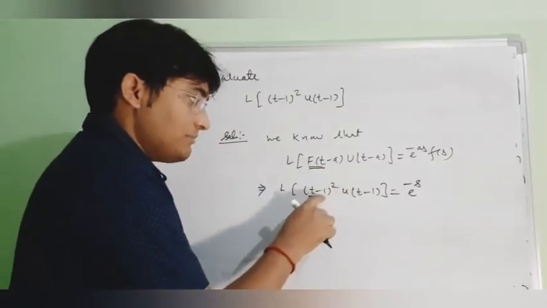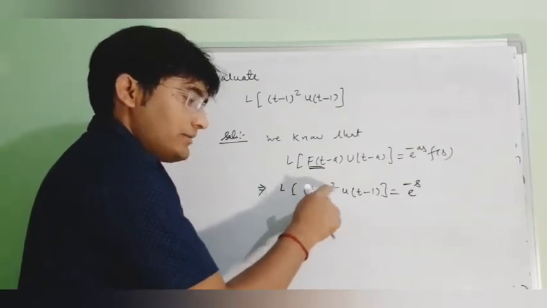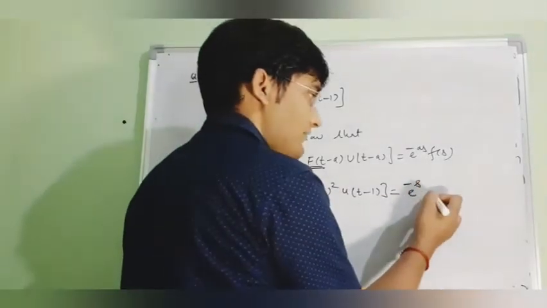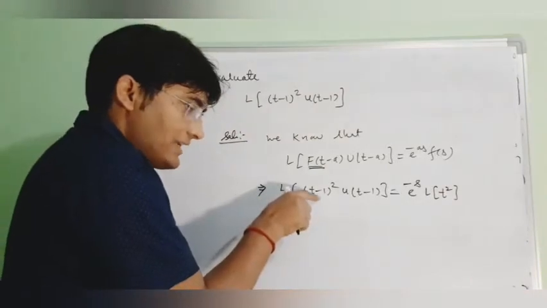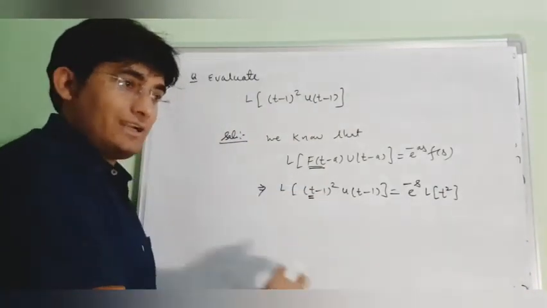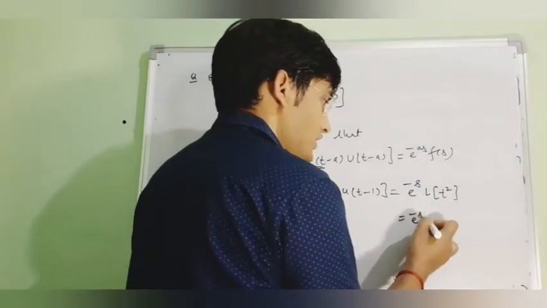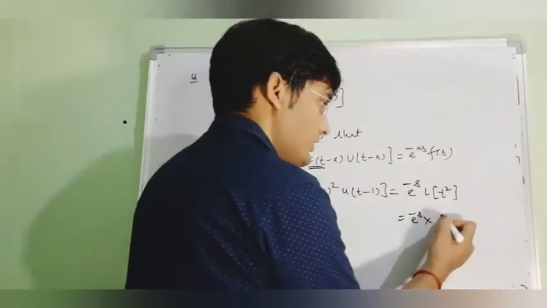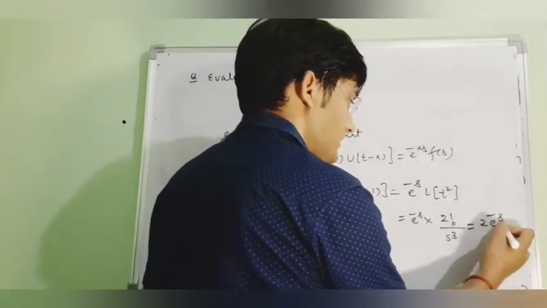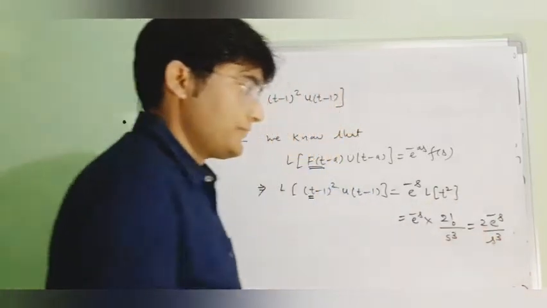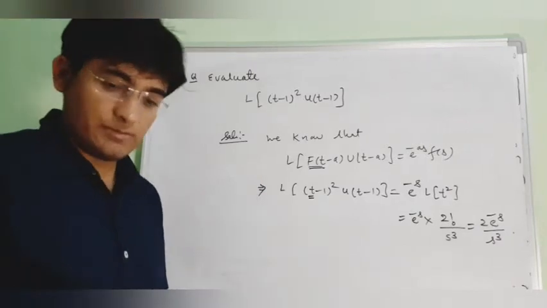f(t minus a) means t minus 1, that means your f(t) is t square, so into F(s). F(s) means the Laplace of t square. So this will be e to power minus s into Laplace of t square. And the Laplace of t square is factorial 2 upon s to power 3. So your answer is 2 e to power minus s upon s cube. And we have done it through the second shifting formula.